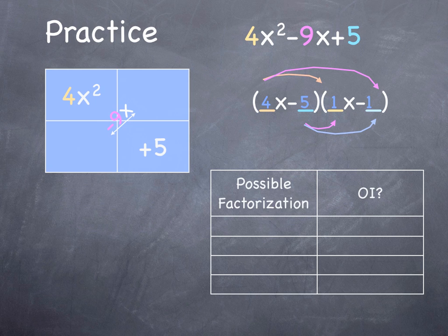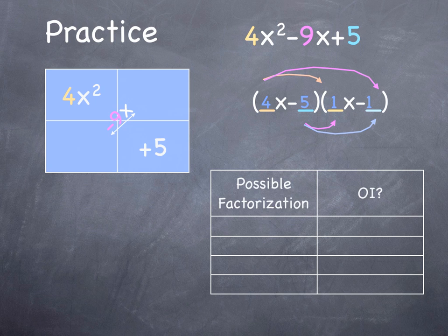Now, I'd like you to practice. Here's a polynomial, 4x squared minus 9x plus 5. I've set up the area model here. 4x squared needs to be the first term. Positive 5 needs to be the last term. And the middle two terms need to add up to negative 9x.